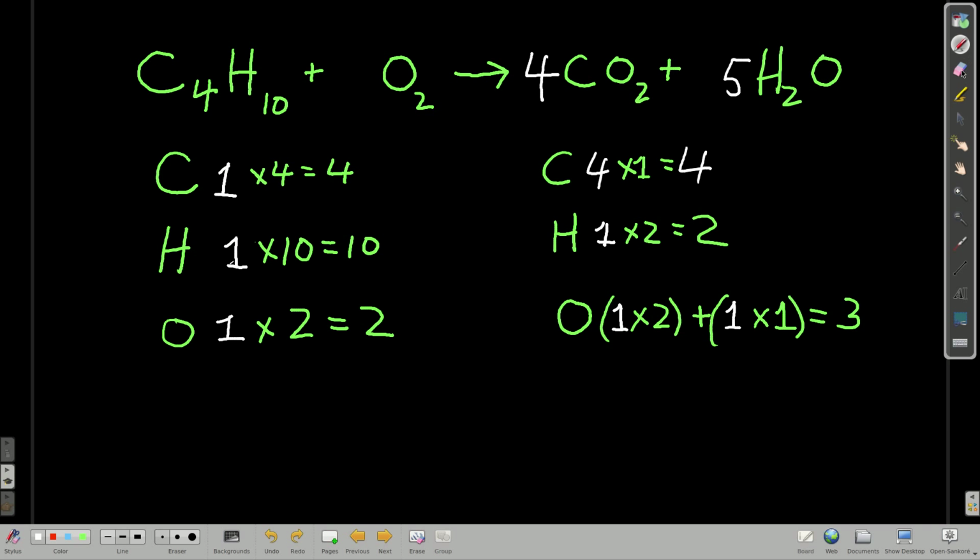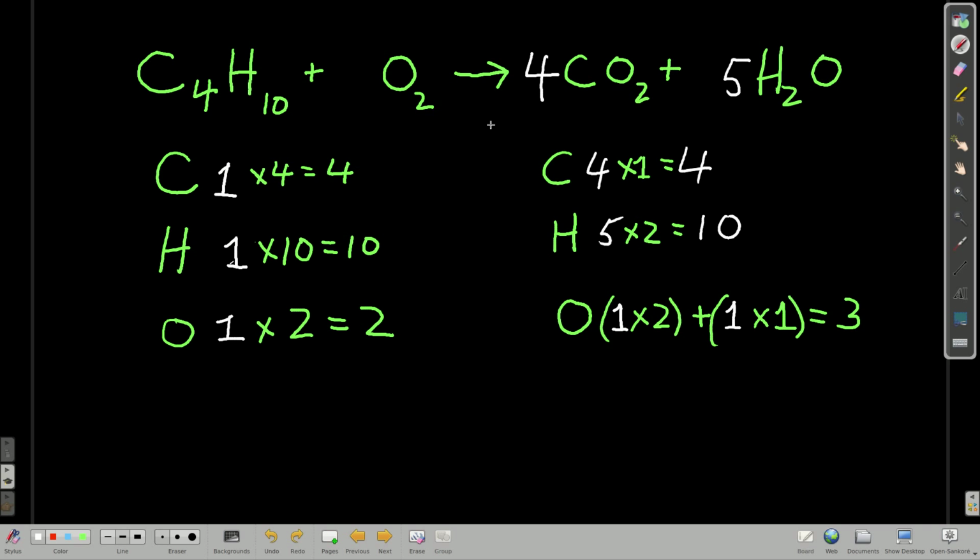And now we have 5 times 2 is 10 hydrogens. Carbons are good, hydrogens are good. Now let's look at the oxygens. And by the way, there's a reason I left oxygens for last. And this is a little trick that'll help you out.